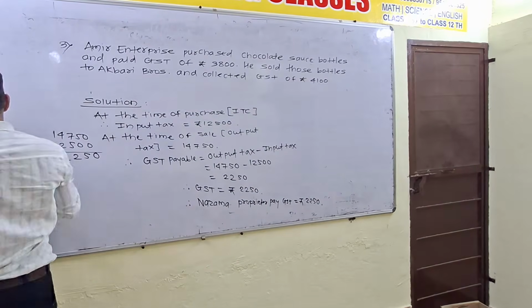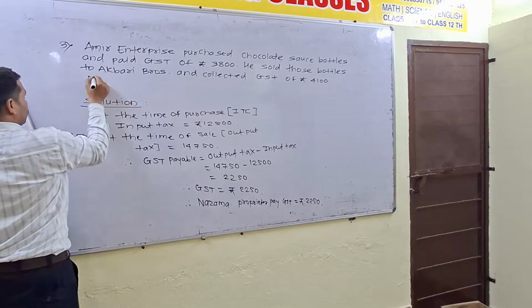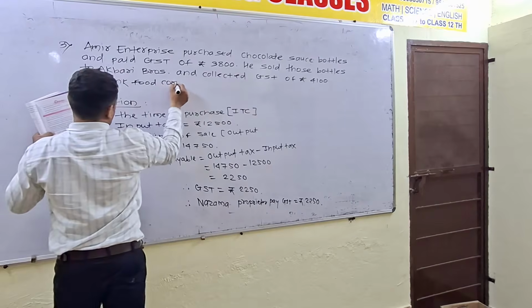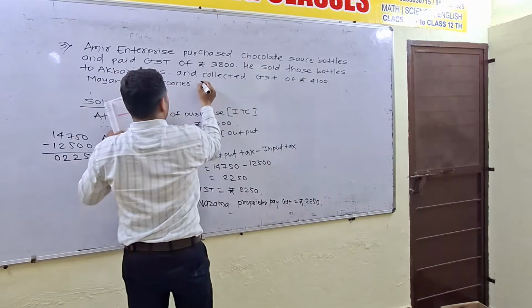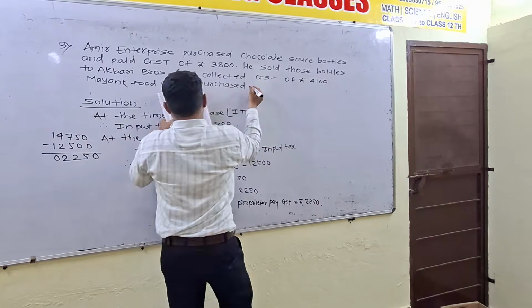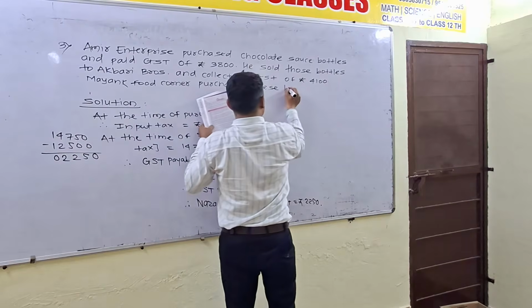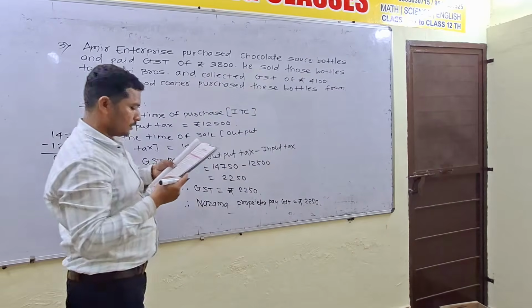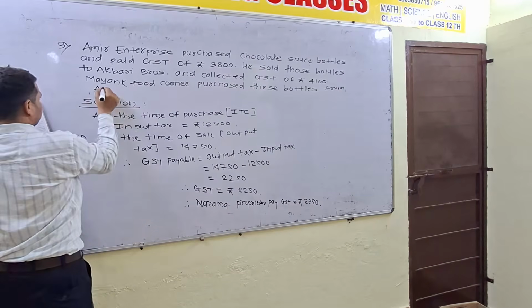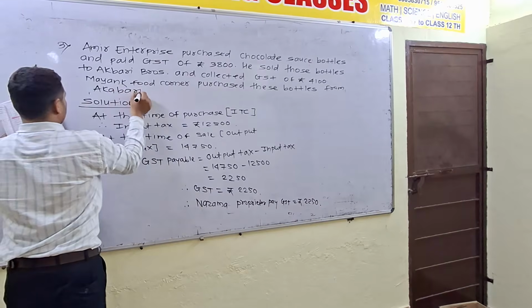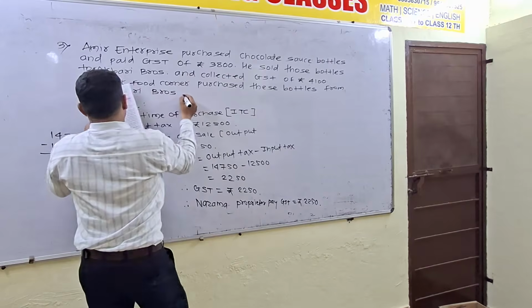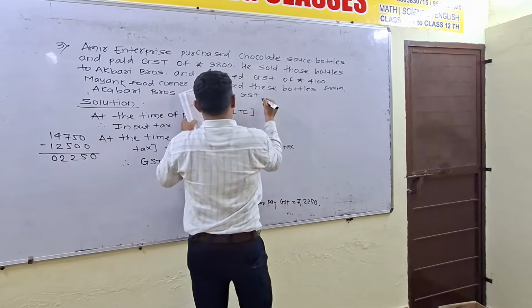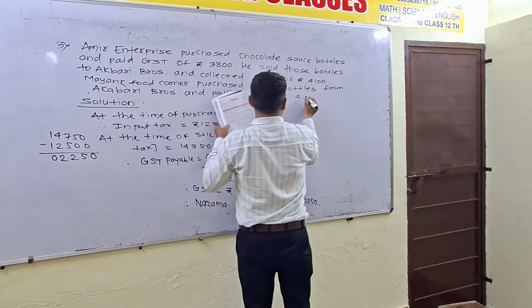Mayank Food Corner purchased these bottles from Akbari Bros and paid GST of rupees 4,500.